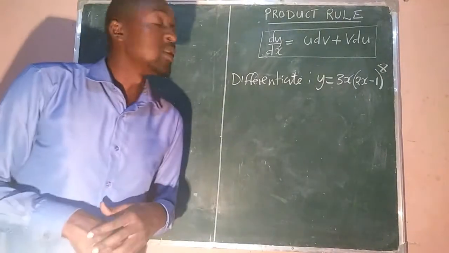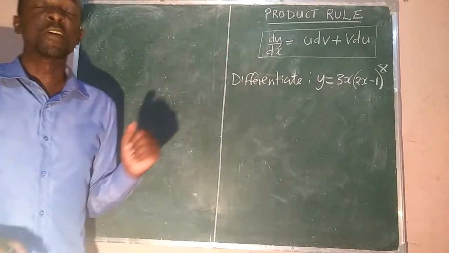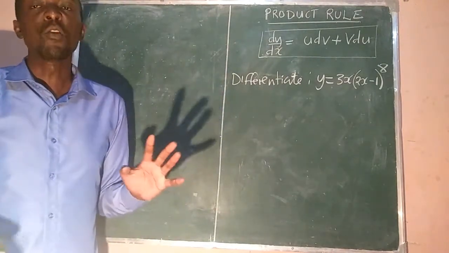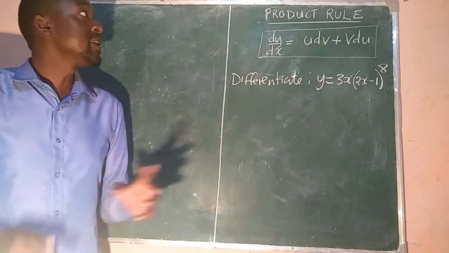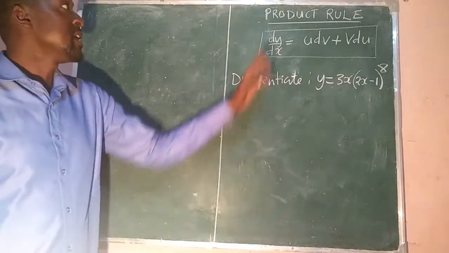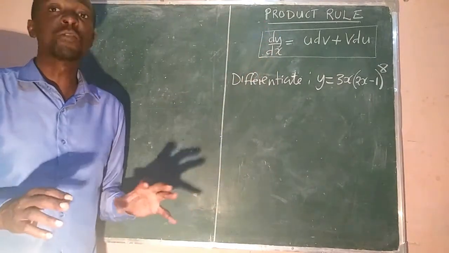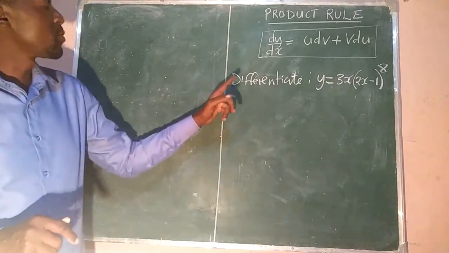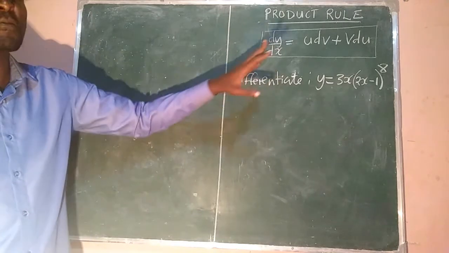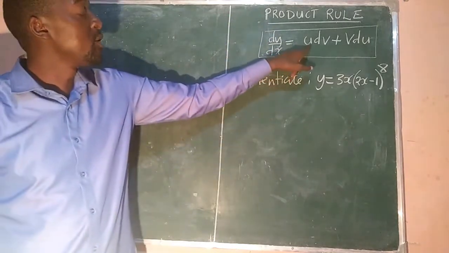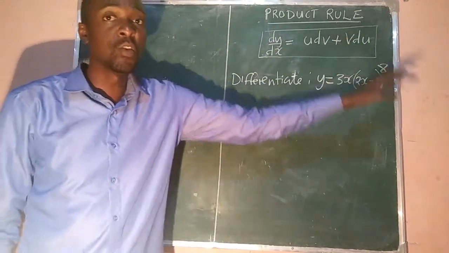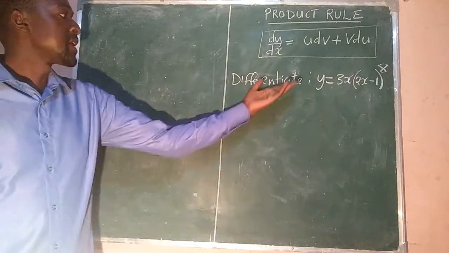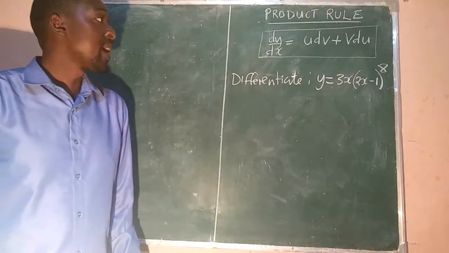Hello, so we are now going to continue on the techniques of differentiation. This time we are looking at the last technique, which is the product rule. Like the name suggests, the product rule is used for functions that are being multiplied. The formula for dy/dx for the product rule is given by u dv plus v du.